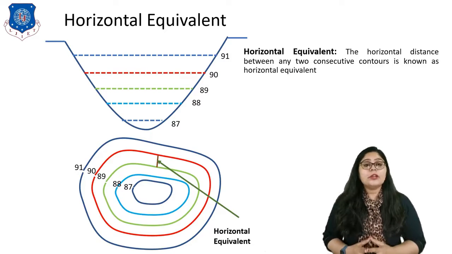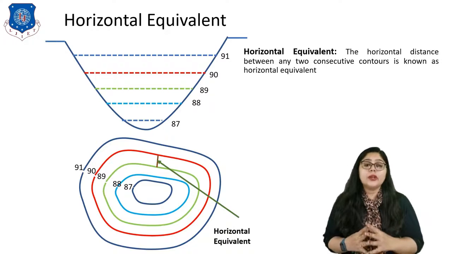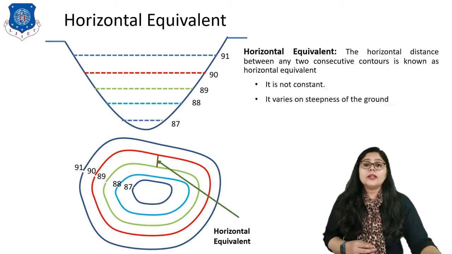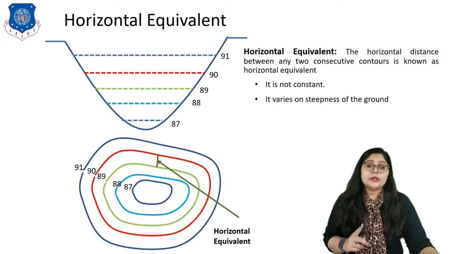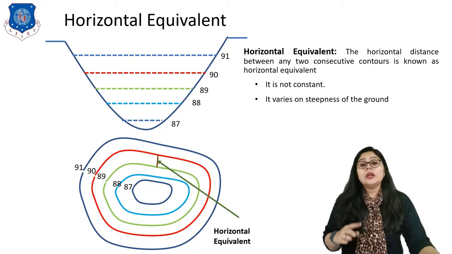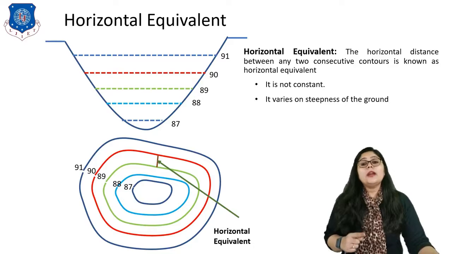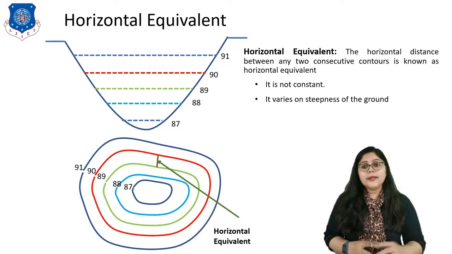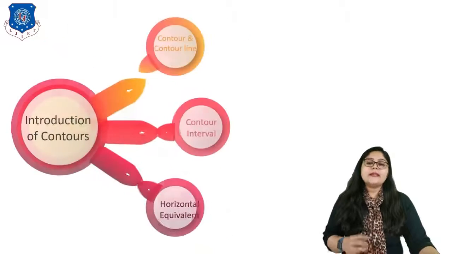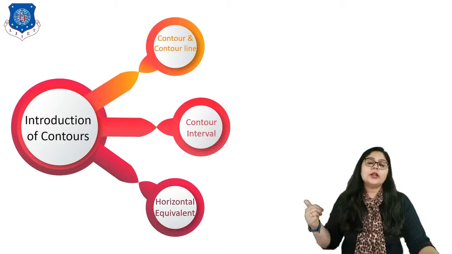So horizontal equivalent is the horizontal distance between any two consecutive contours. Here on screen you can see that it is not constant. Here you can see the difference is not constant. It varies on the stiffness of the ground, right? So contour interval is something different and horizontal equivalent is different, right? So it depends on the stiffness of the ground, right? So this is all about the basic three terminologies related to contours.